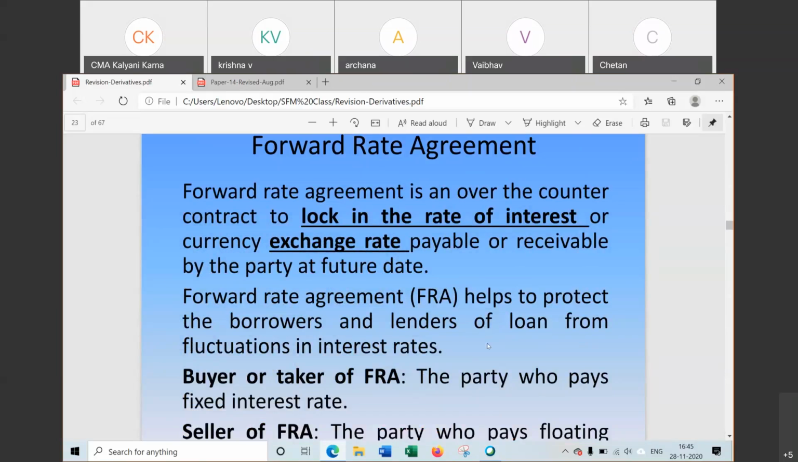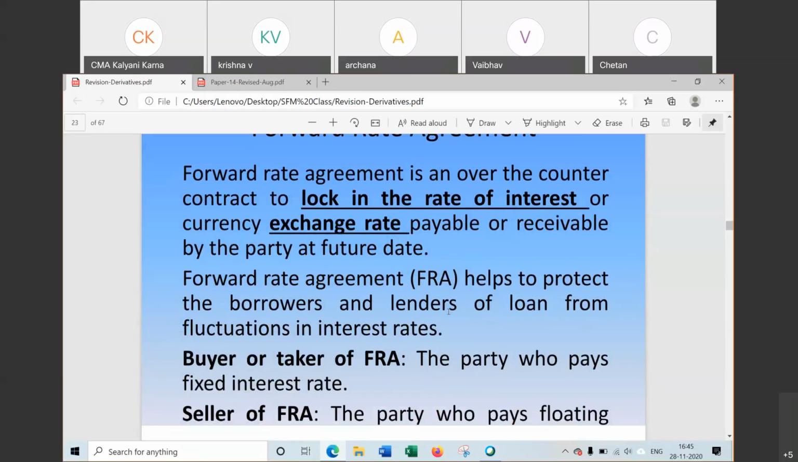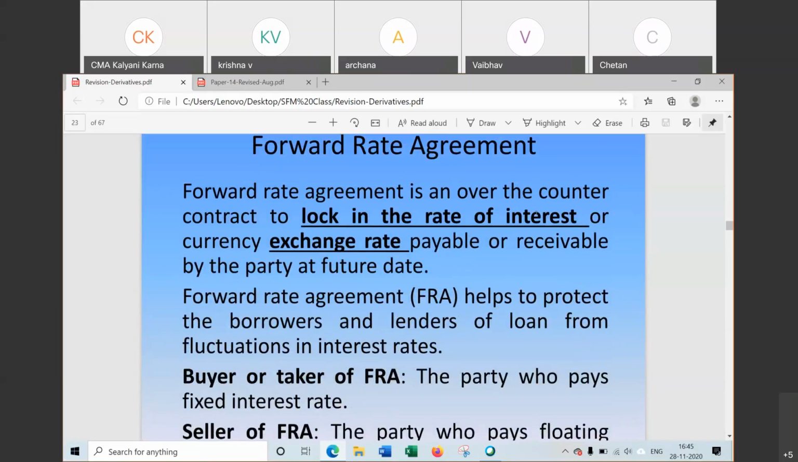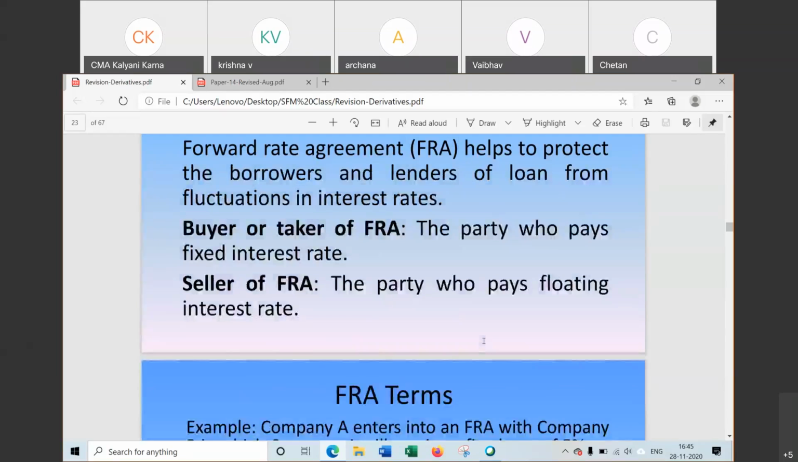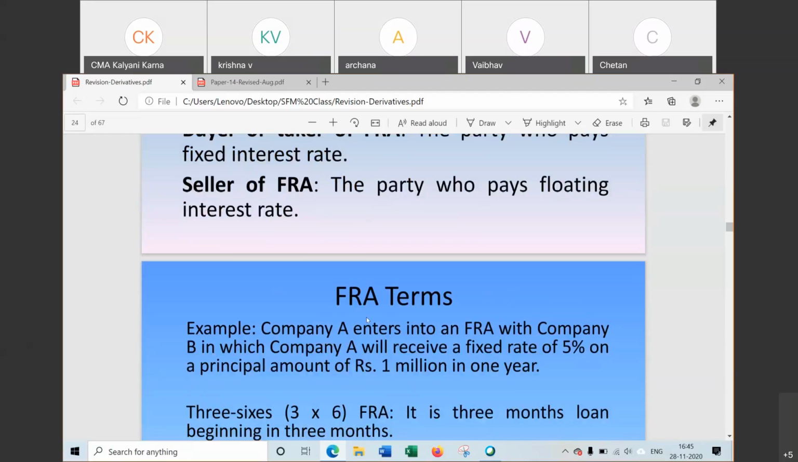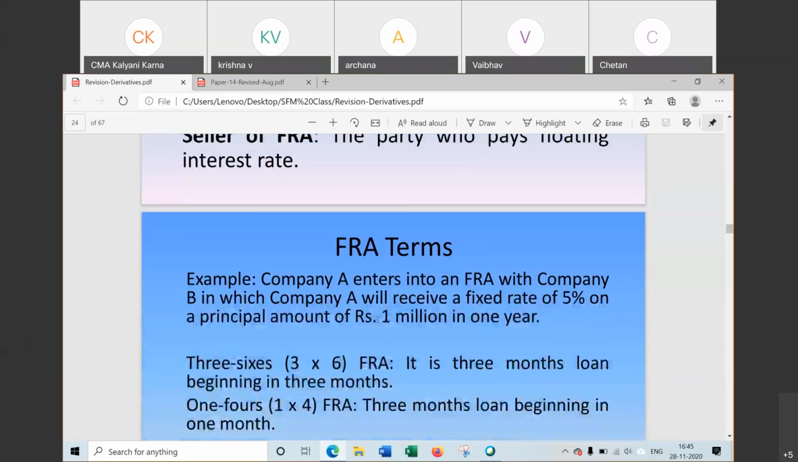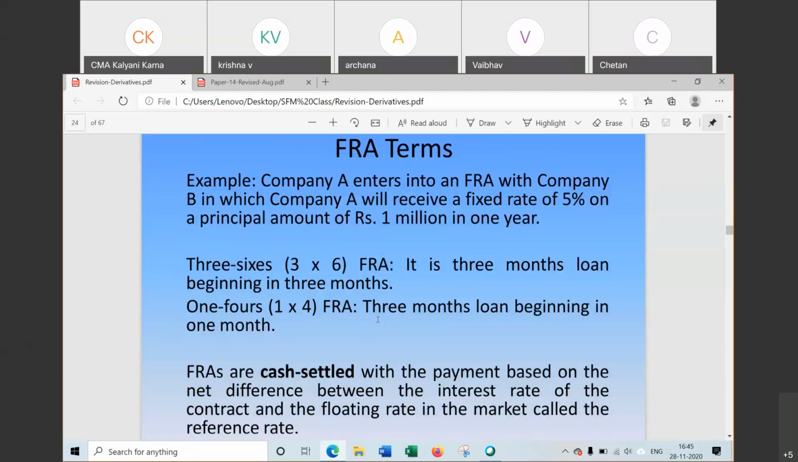Now forward rate agreement, that is an interest rate derivative. Forward rate agreement we have read to lock the rate of interest payable or receivable on a future date. So the rate of interest is locked here. There are two parties in FRA: the buyer, known as the taker of FRA, and the seller of FRA. The party who pays the fixed interest rate is the buyer and the party who pays the floating rate is the seller. Questions number 45, 47 and 46 are there for FRA.